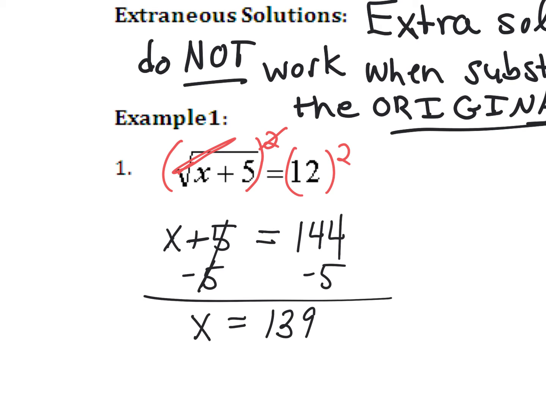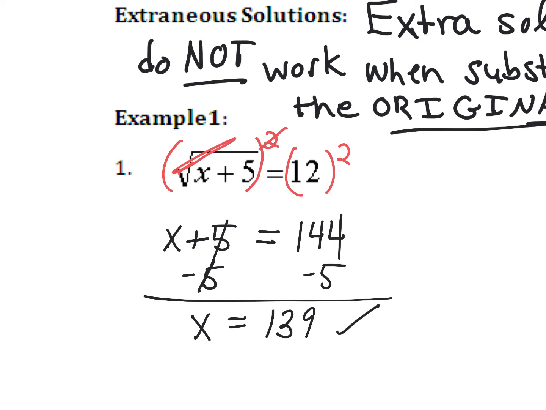Last step, we check. While the checking is mandatory, you don't always have to show it. Some of you are pretty strong mathematicians in your own right. I just care that you take this 139, and even if you just do it in your head, you plug it in. So I could do that. I'm going to take 139 and plug it in for this x right here. 139 plus 5 is 144. And the principal square root of 144 is positive 12. So this answer works. This answer is correct. So just plug it back into the original, make sure it works.